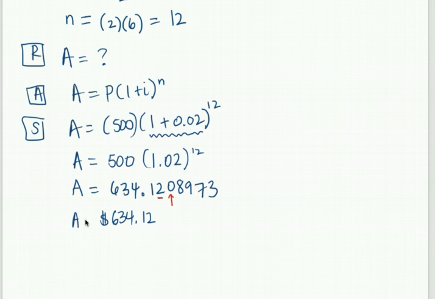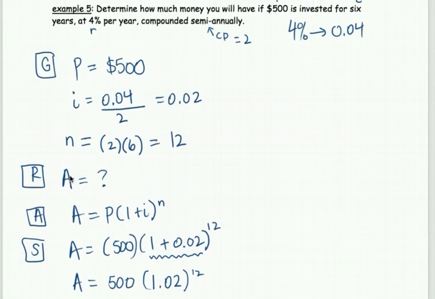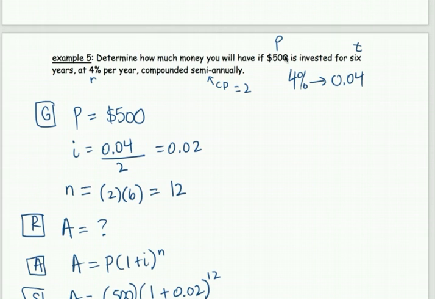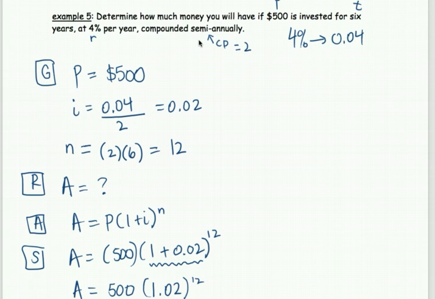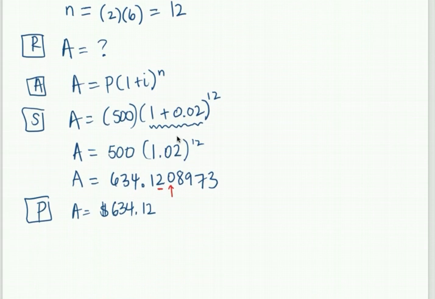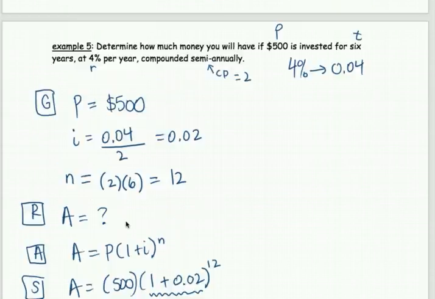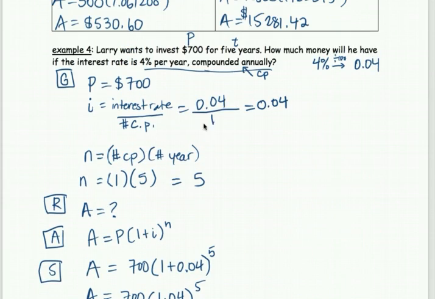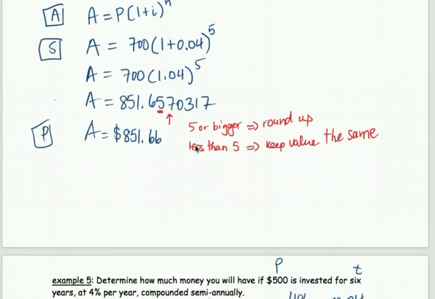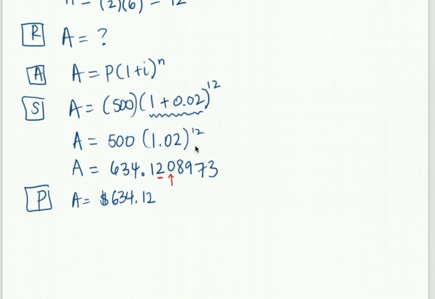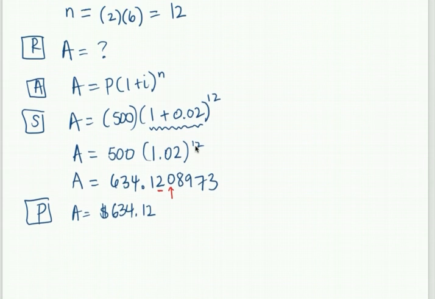That's the final amount that you will have if you leave 500 in there for 6 years and the interest rate is 4%, compounded semi-annually. You're getting interest paid to you twice in a year, so you're going to make money a lot faster than if it was compounded annually, which is what we did up here. So again, as I was saying, compound interest is better than simple interest.